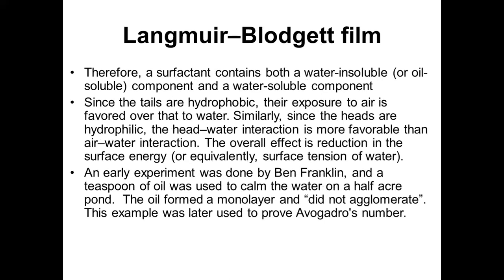The overall effect is a reduction of the surface energy, or equivalently the surface tension of the water. This was shown in an early experiment done by the famous Ben Franklin. He took a teaspoon of oil and put it on a pond, and he saw that it changed the surface tension. It calmed the water on a half-acre pond. In fact, this example was used later to prove Avogadro's number. I think that's a really interesting part of history, and kind of neat what these people did in that time frame. So hats off to Ben Franklin for that.